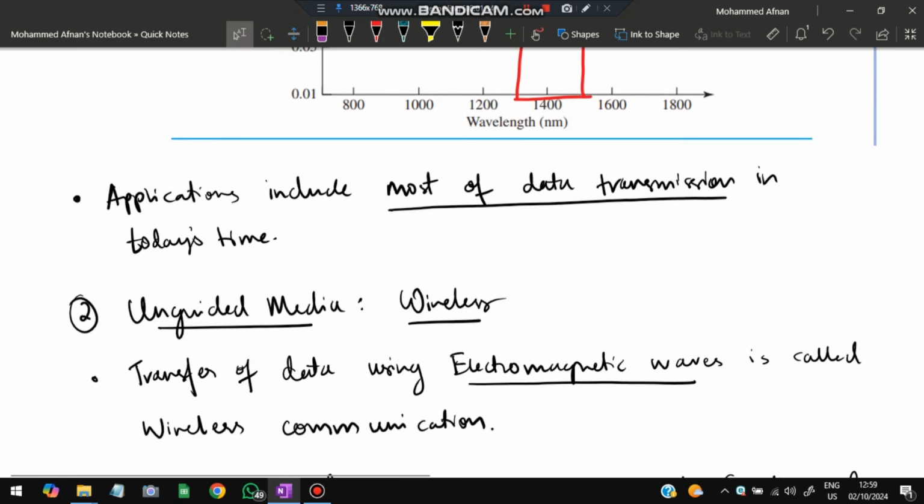And the applications include most of the data transmission in today's time. Whatever data is getting transferred, even now as you're watching this via YouTube, this data is getting transferred via some ocean through optical fiber cable.